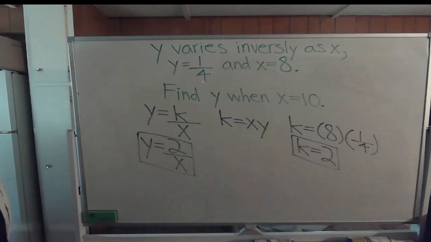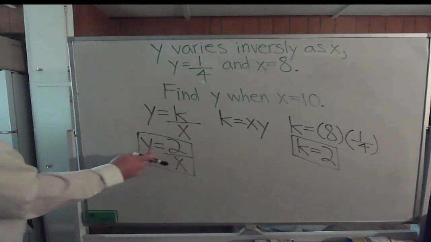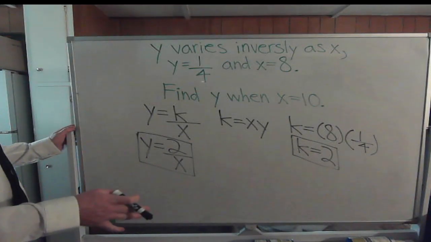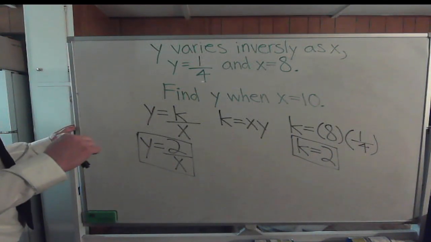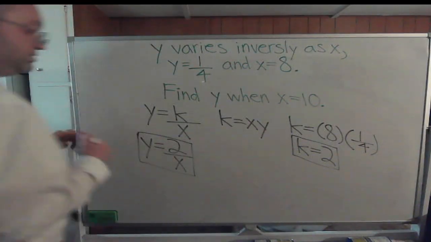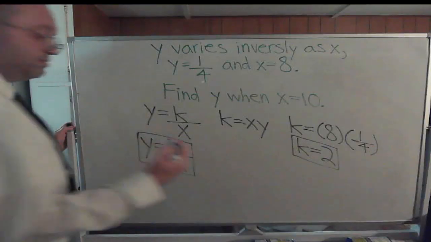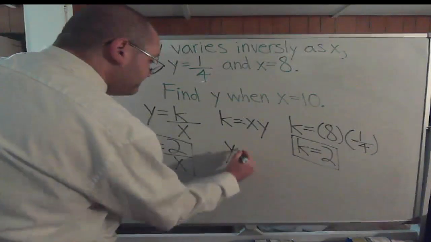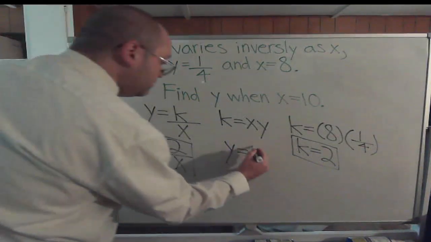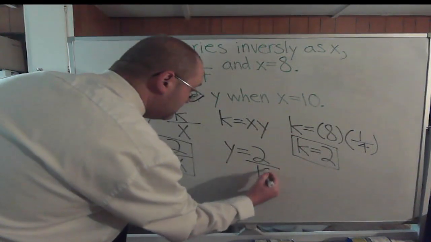Alright. Last step now that we have found our constant of variation in the new equation for the inverse variation with that constant, the last step is to deal with the last sentence. Find y when x equals 10. So they want, this time y is the unknown variable. So we're going to set y equal to that 2 over that x value of 10.